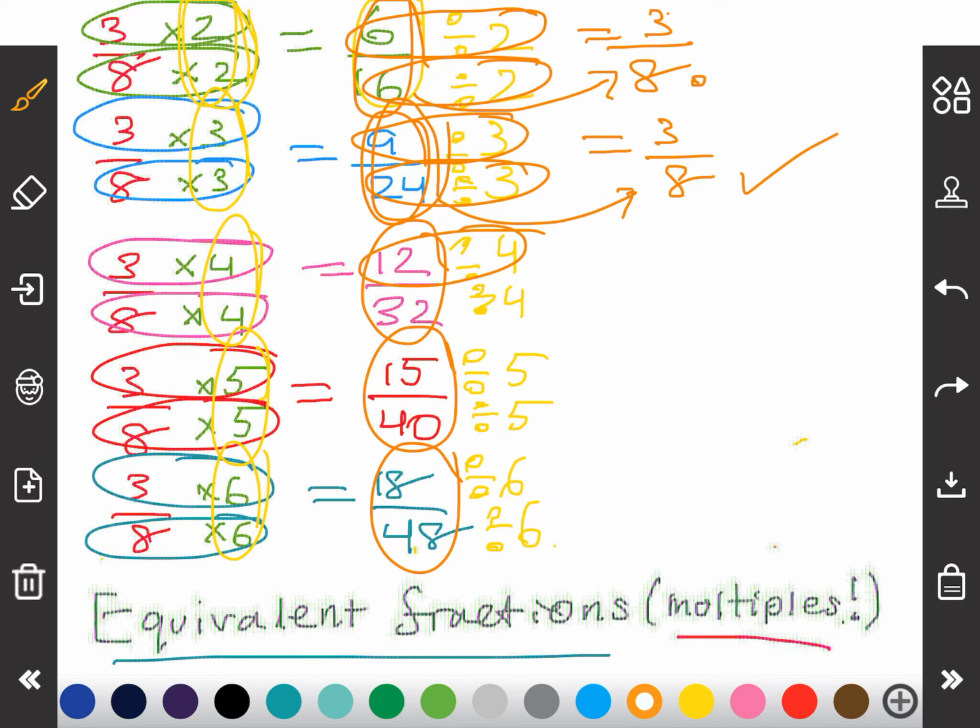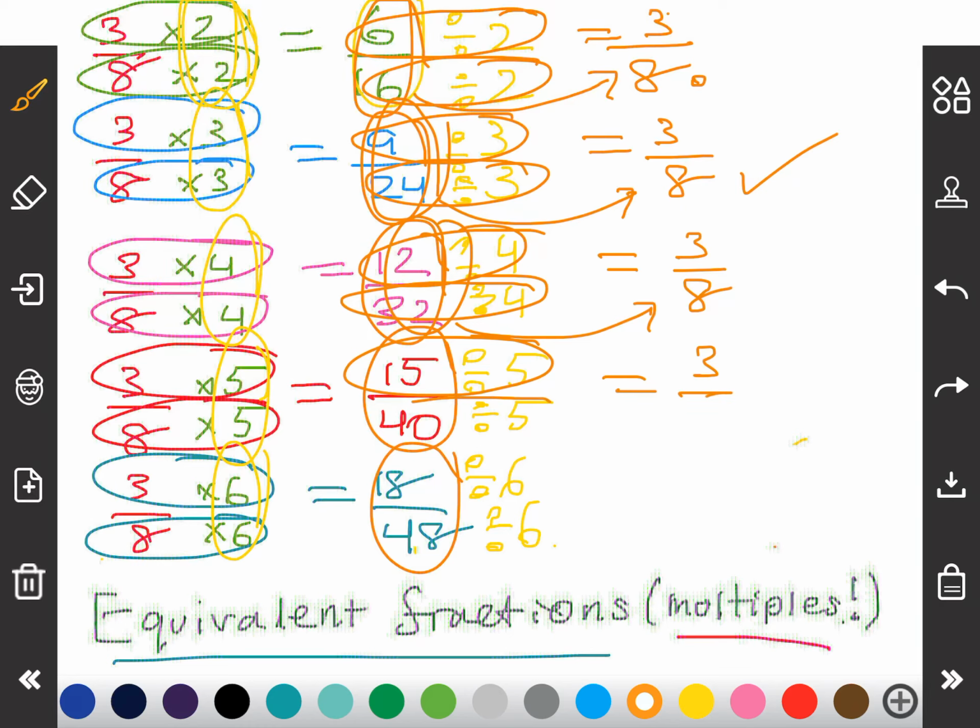12 divided by 4, that is 3. And at the bottom, 32 divided by 4 is 8. So indeed, 12 over 32 is the same thing as 3/8. 15 divided by 5 is 3, and at the bottom, 40 divided by 5 is 8. So 15 over 40 is the same thing as 3/8.